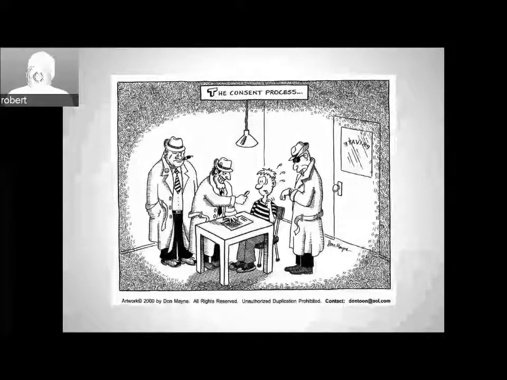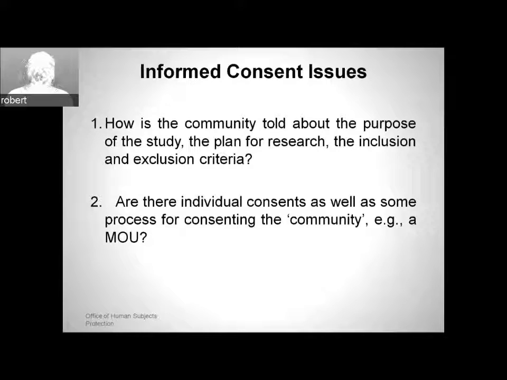The final thing I want to talk about here is the consent process. And that is, again, the voluntary nature of people's participation. More often than not, researchers have a tendency to really want to push forward and provide the positive aspects of their research. Sometimes that can run into an issue with coercion. So for us as an IRB, we're going to ask some questions. How is the community told about the purpose of the study, the plan for the research, the inclusion and exclusion criteria for people's participation? Are there individual consents as well as some process for consenting the community?